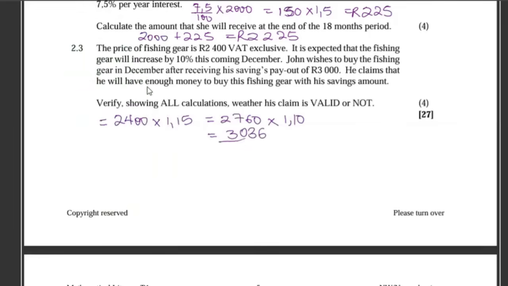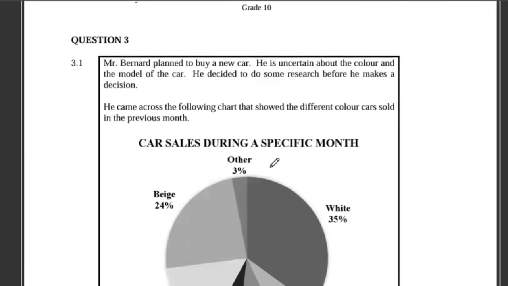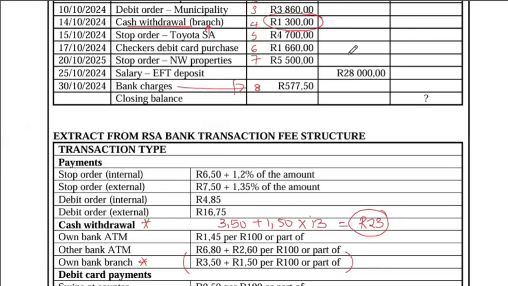3,036. So meaning it won't be enough. Okay. Actually, I just wanted you to verify whether the claim is valid or not. So we say it's invalid. Okay. Question number 3.